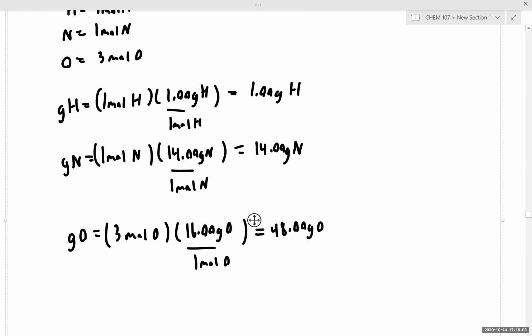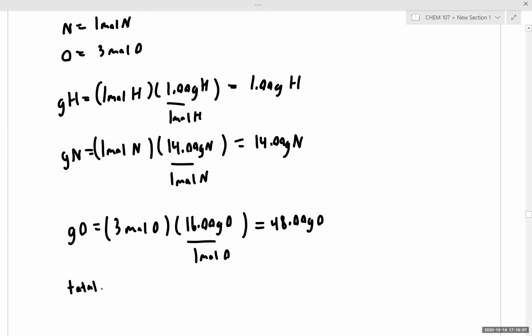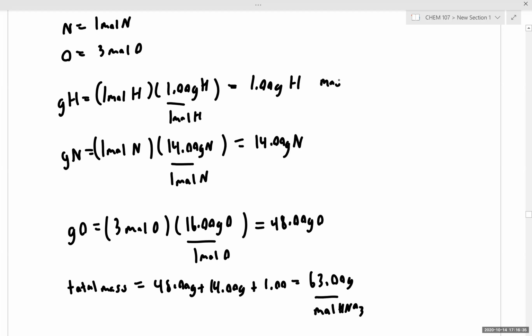48.00 grams of oxygen. If we calculate our total mass, we'd have 48.00 plus 14.00 plus 1.00. And that in turn gives us 63.00 grams per mole of nitric acid. We can then calculate the mass percentage. So for hydrogen, we take our 1.00 grams of hydrogen over 63.00 grams of nitric acid times 100%.